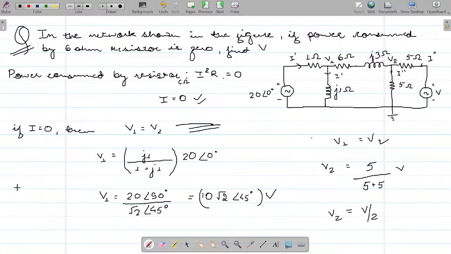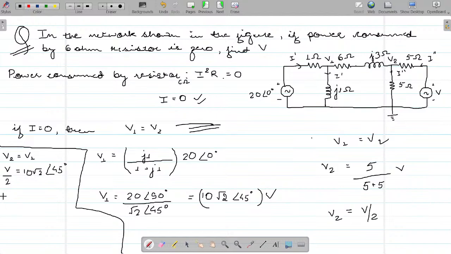V2 is equal to V1, or V by 2 is equal to 10 root 2 angle 45 degrees, or V is equal to 20 root 2 angle 45 degrees volt. This will be your answer.